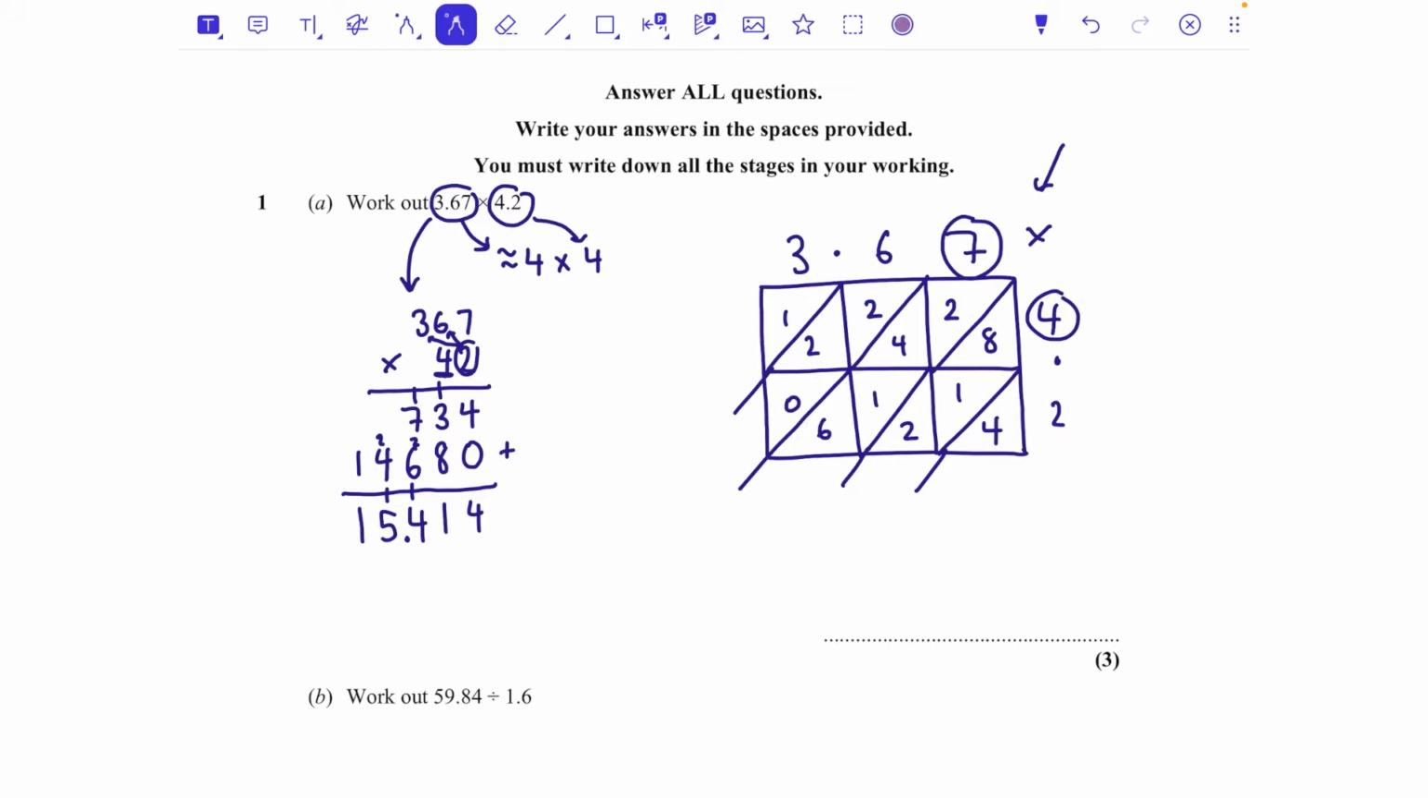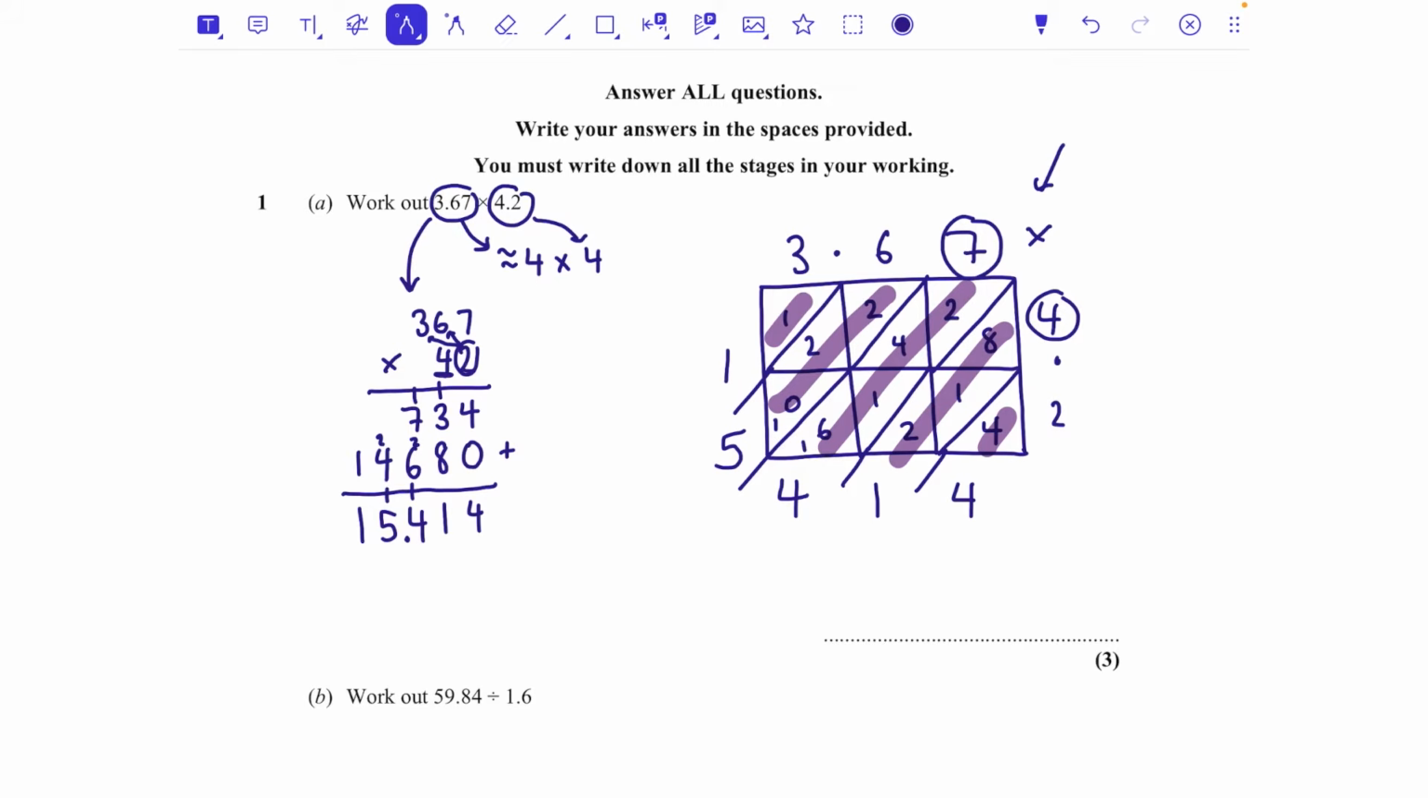You're then just going to add down each diagonal section like this. So in the first diagonal section, we've just got a 4. And then 8 add 1 add 2 in that next section, that's 11. So 1 goes here, and then we carry the 1 into the next diagonal section. 6 add 1 add 1 add 4 add 2. That's going to add up to 14. So 4 goes here, and we carry the 1 into the next diagonal section. 2 add 1 is 3. And then we just have a 1 in that last diagonal section.